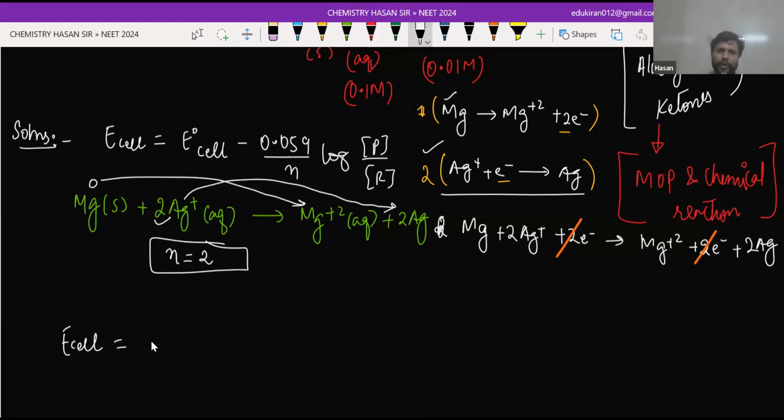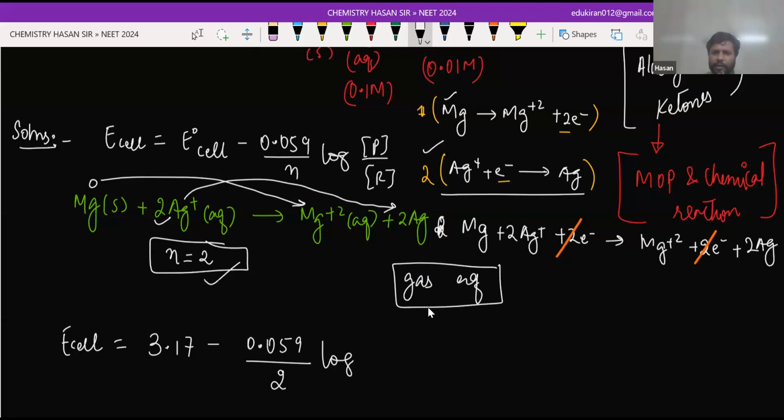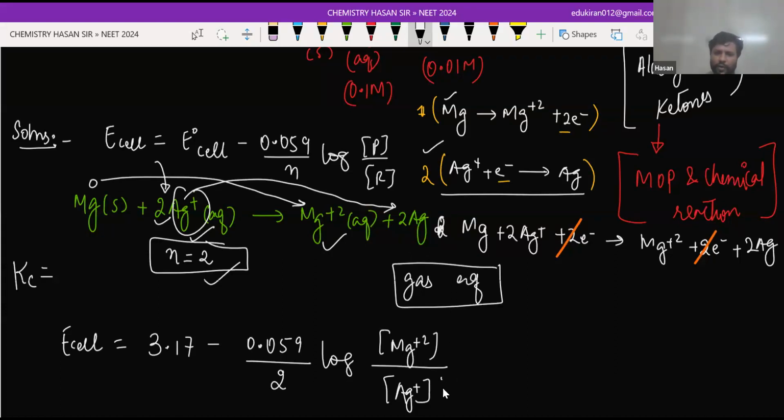E cell will be equal to E naught cell, that is 3.17, minus 0.059 divided by the number of electrons transferred, that is 2, times log of product. For product, we consider only gas and aqueous, like you did in chemical equilibrium. So the product is this Mg2+. The concentration of Mg2+ divided by the concentration of reactant, that is Ag+. And as in chemical equilibrium, the concentration is raised to the power of its stoichiometric coefficient, so you put 2 here.